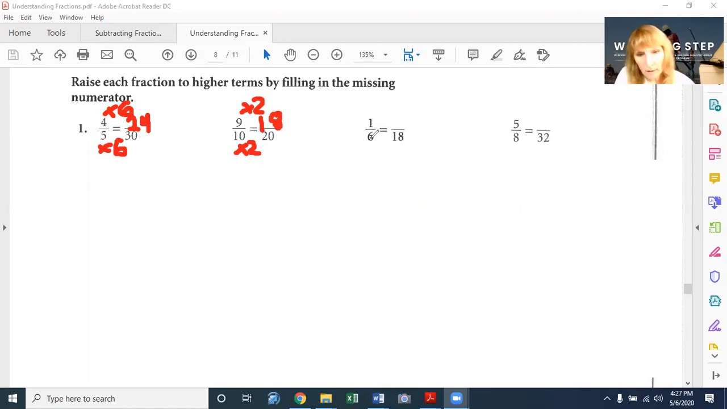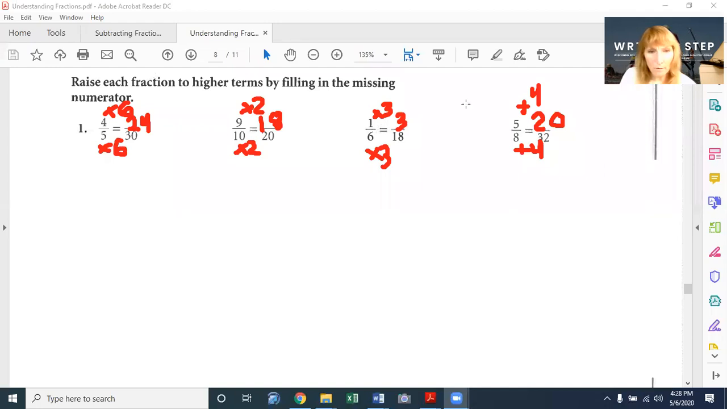How about 1/6? 6 times what gives me 18? 6 times 3, right? So I have to times by 3 on top. So 1 times 3 is 3. So 1/6 is equal to 3/18. If I were to reduce 3/18, I would get 1/6. And 5/8 is equal to what? Over 32. 8 times what gives me 32? 8 times 4, right? So I times 4 on the top, and I get 4 times 5, or 20. So 20 over 32. That's how to raise a fraction to a higher power.